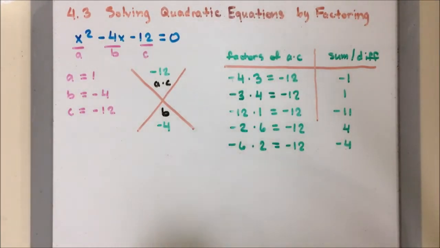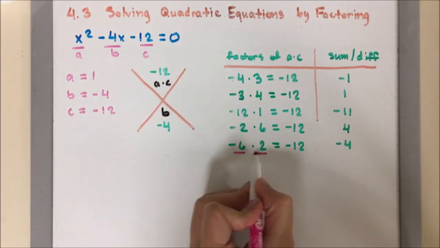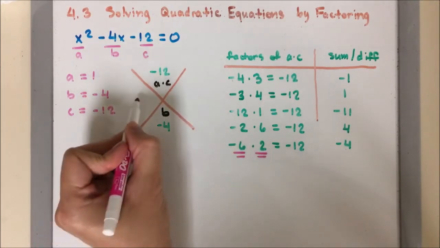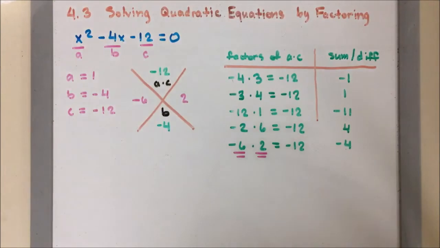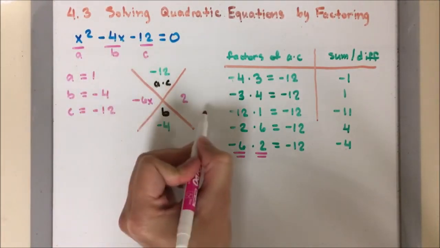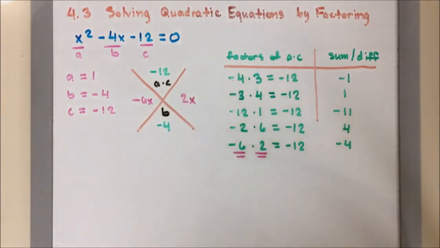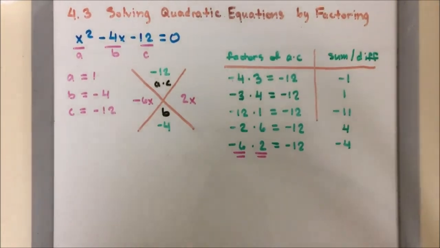So I found the right pair of factors, which is negative 6 and positive 2. So I'm going to write negative 6 here and positive 2. Now what I'm going to include is my variable x on the negative 6 and x on the positive 2. So what I'm going to do next, after I found the correct pair of factors, is I'm going to set up my work to do factor by grouping.